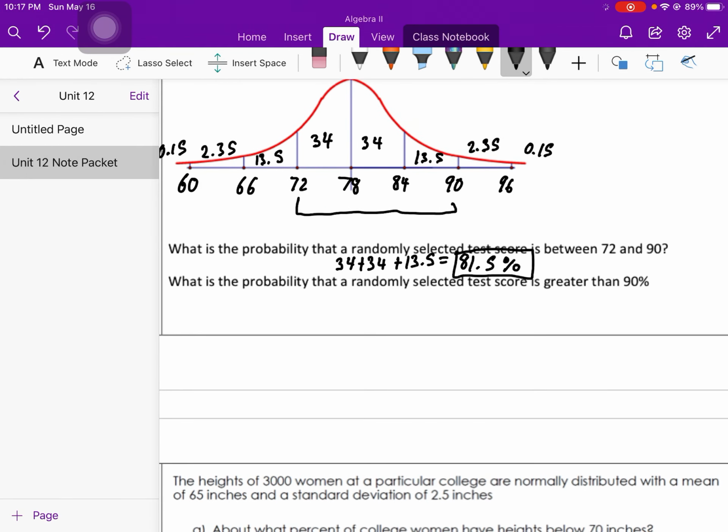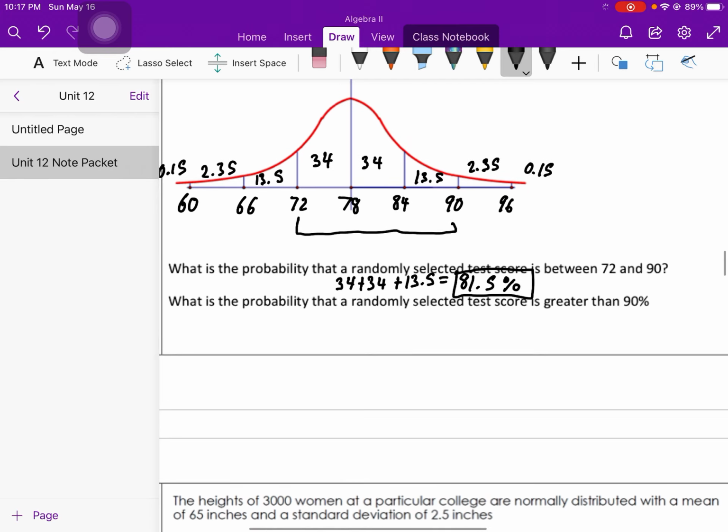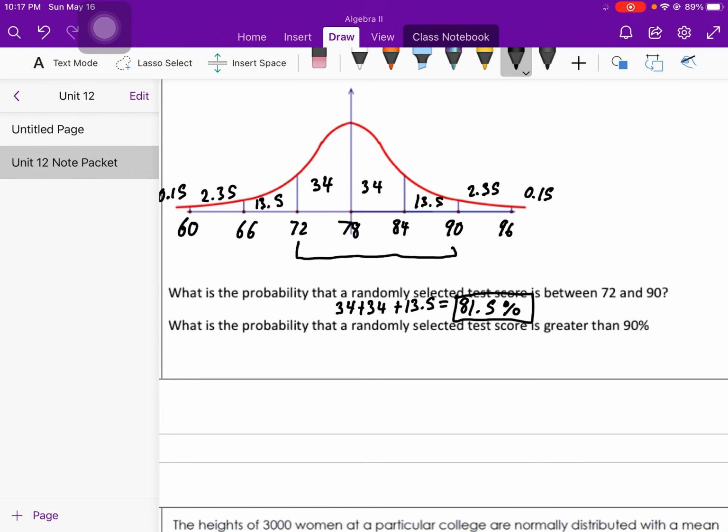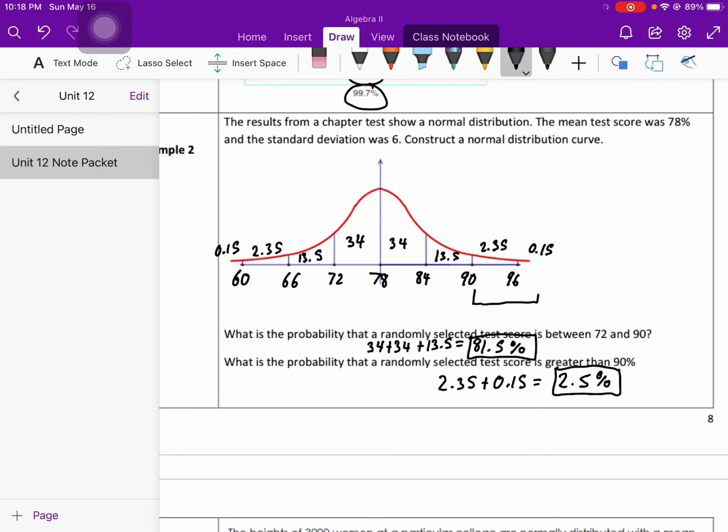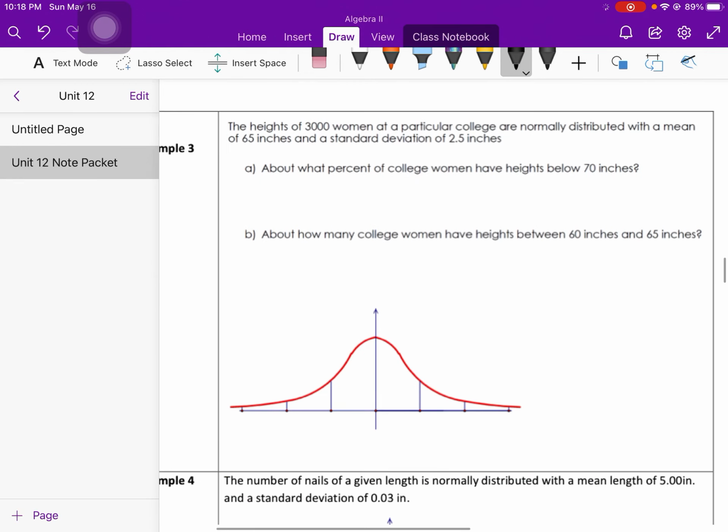What is the probability that a randomly selected test score is greater than 90%? Now with this part, we are only looking at scores of 90 or beyond. So I'm going to take 2.35 and add the 0.15. This is a much smaller chance. It comes out to just 2.5%, so 2.5% of tests are going to be 90% or bigger. That's all we had to do with those. We didn't have to find a certain number of tests; we were just looking at the probability of selecting one within those ranges.